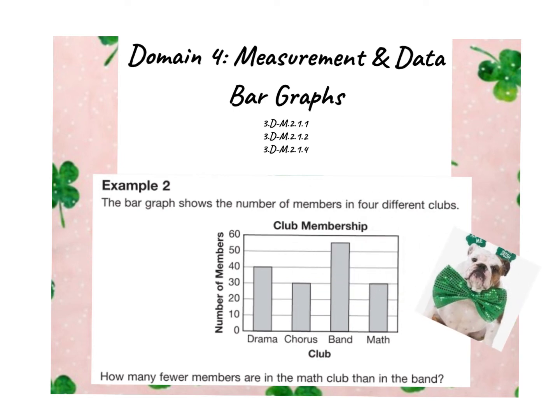So let's see what this question is asking us. How many fewer members are in the math club than in the band club? We're going to have some keywords here. We're looking for fewer, and so when I compare, I know I need to, you got it, subtract. We're going to be subtracting 2 different amounts: the members from the math club and the members that are in band. So I'd find that over here on my graph, the band and the math club.